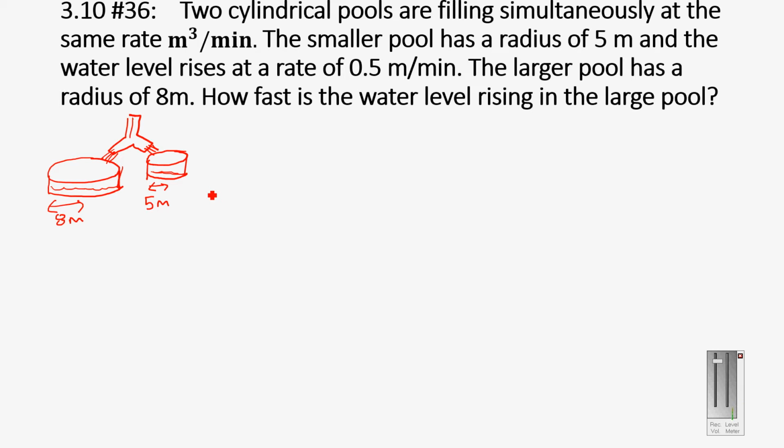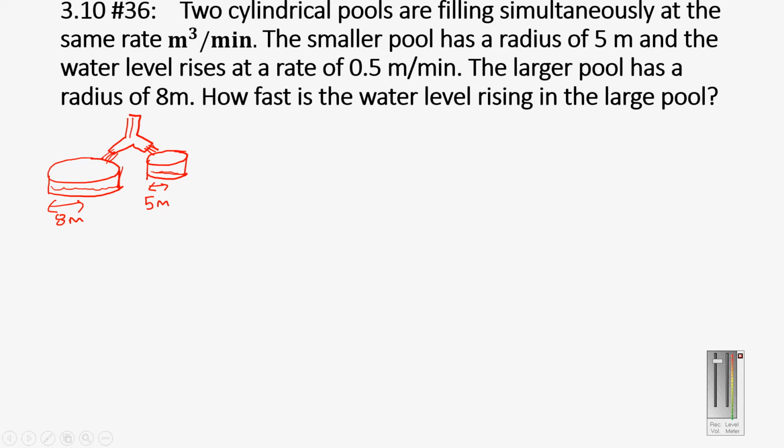Okay, it's pretty obvious that as you look at this, the one with the smaller radius, if we're sending the same amount of water in there, it's going to rise faster, right? So if this is rising at a half meter per minute, it's pretty obvious that this one's not, right? That it's going to be rising at a slower rate than the other one. So a couple of things that we'd want to do.